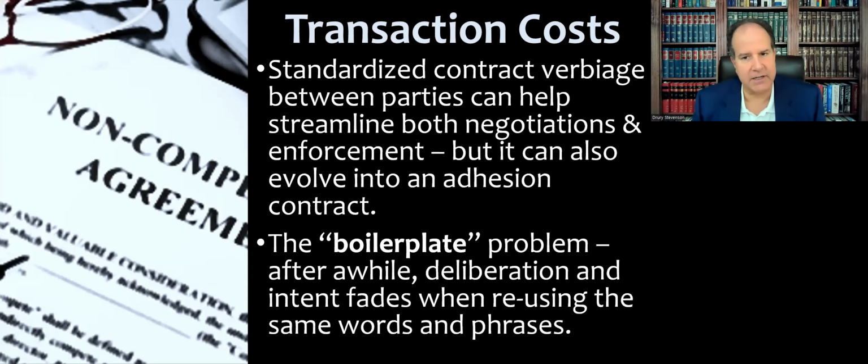But of course, you can take that too far and have it evolve into an adhesion contract, right? Where you have a standard form contract and basically you just say, here, you're stuck with all of these terms and we're not negotiating anything. And of course, standardized contract verbiage saves a lot of time, but it also tends towards what we call the boilerplate problem, that after a while, people aren't really deliberating. So deliberation and intent fades because we're just reusing the same words and phrases that people aren't even thinking about. They're just copying and pasting from previous contracts. And so this is probably something you talked about in your contracts class. What do we do with contract boilerplate?